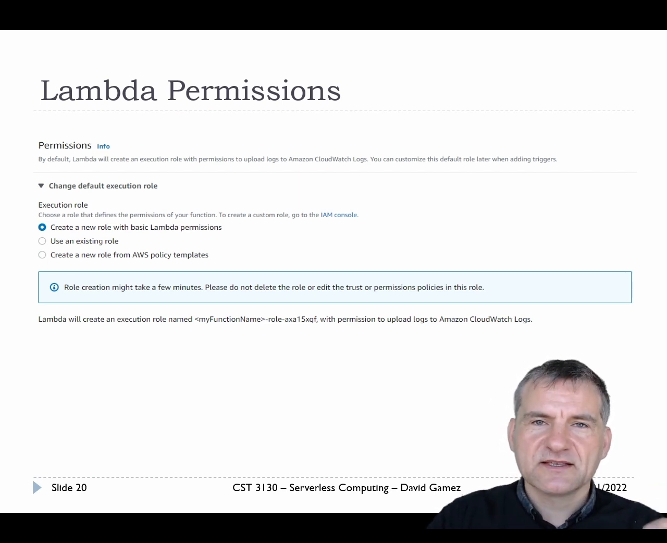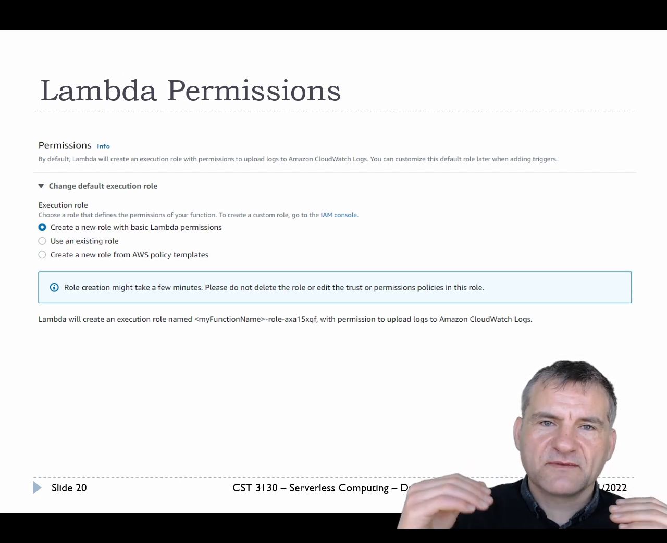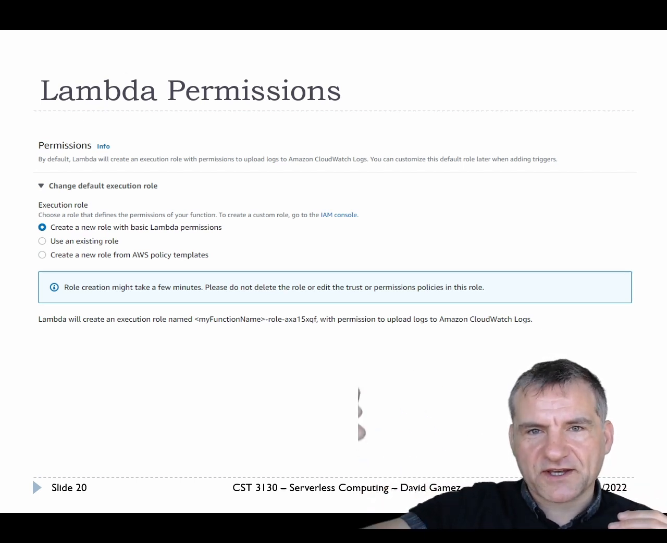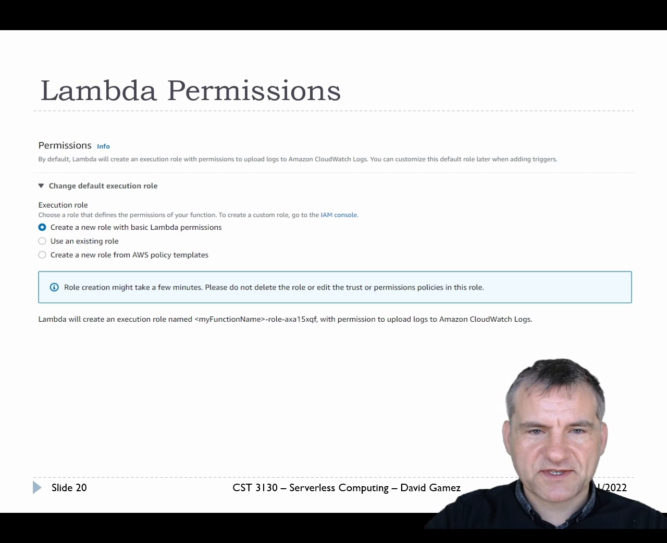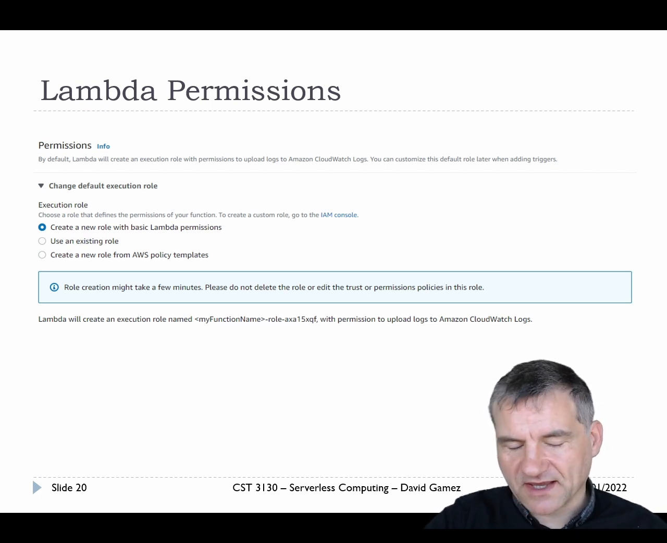So here with Lambda, we'll come to this later, you have to specify the role that the Lambda function has. So obviously the entity here is Lambda, but the role gives it permission to carry out specific actions on other web services. So if it wants to access DynamoDB, it needs to have permission to do that, yeah?